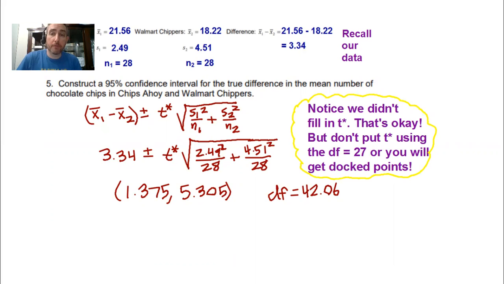If you write your degree of freedom as 27 and you use a different T-star, but you report your calculator interval, you will get docked points on a free response question.